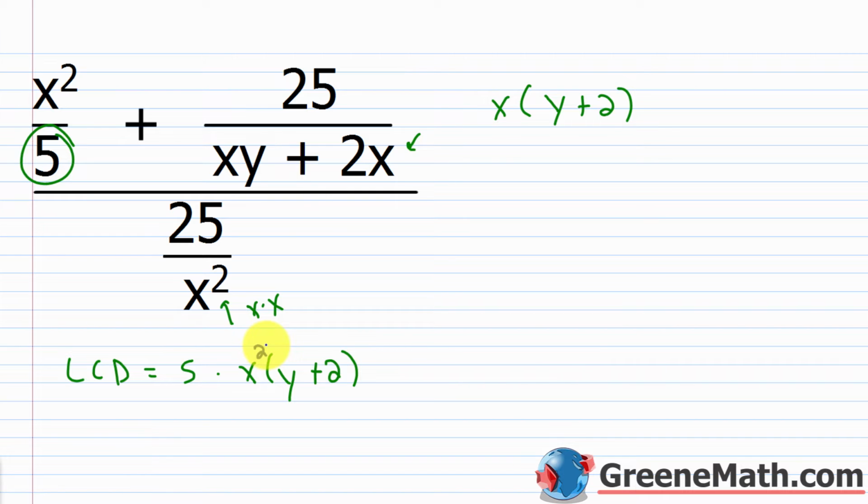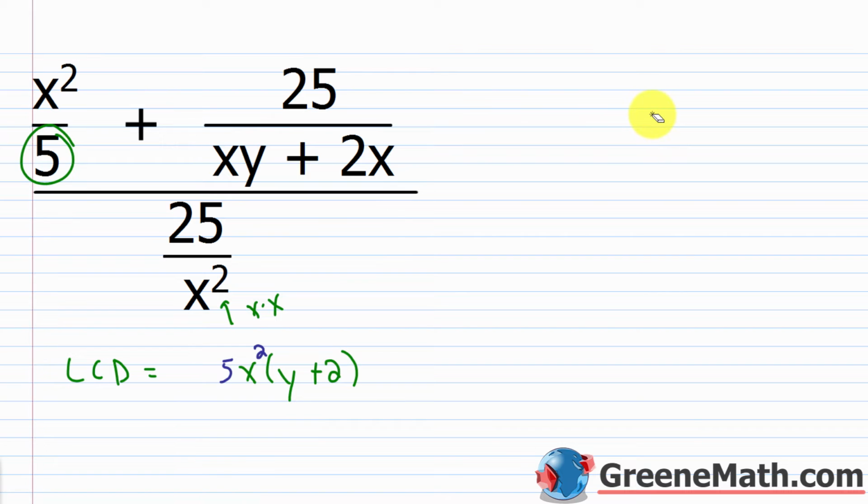Please don't make the mistake of saying, okay, I've got one x here, and I've got an x and another x, so this is x cubed. It doesn't work that way. Again, the largest number of repeats, in this case, that's going to be 2 of them. So my LCD is what? It's just 5x squared. I'll put these together. 5x squared times the quantity y plus 2.